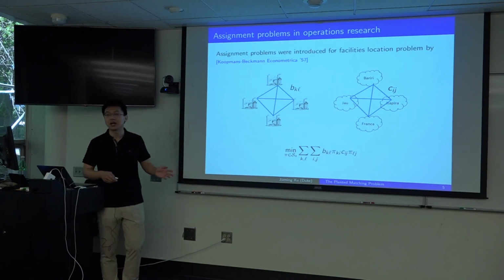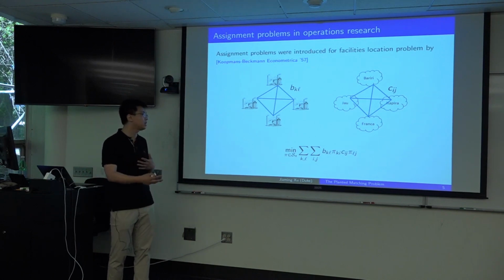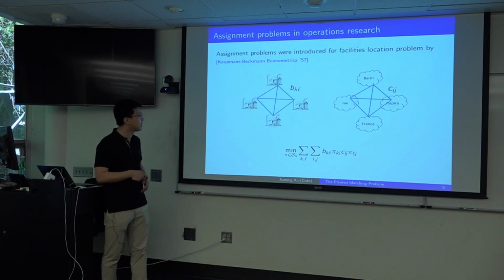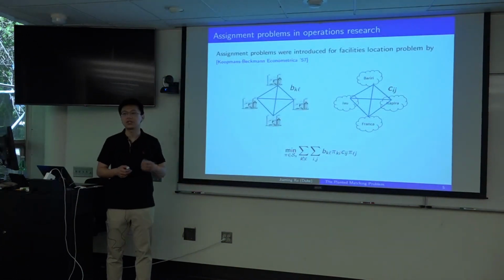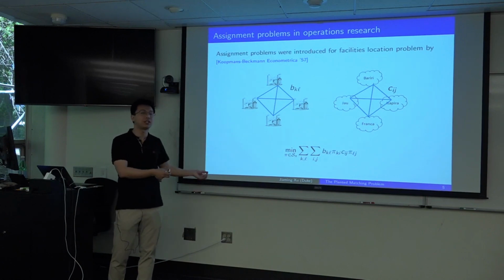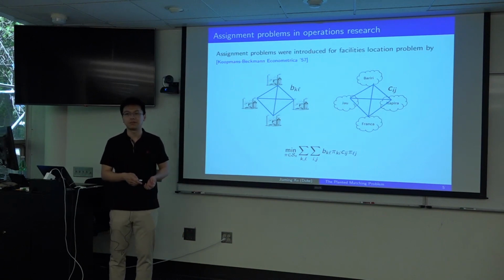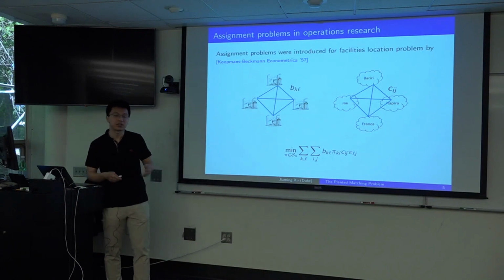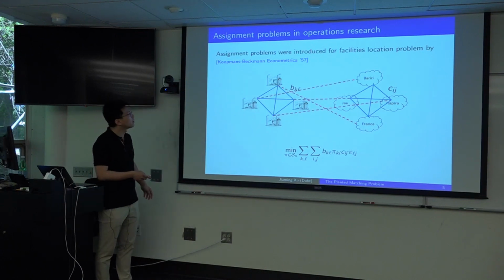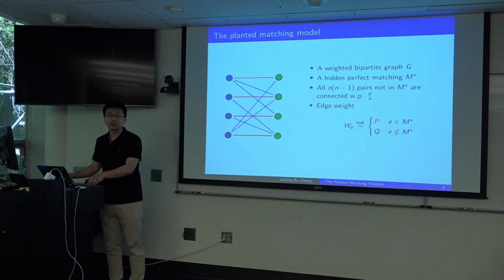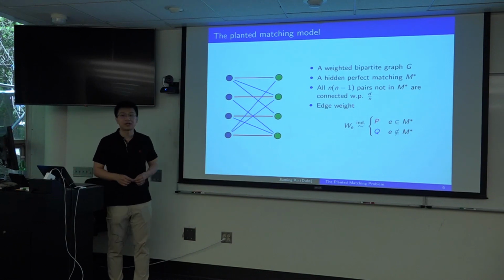But in this tutorial, I'm not going to focus on this optimization perspective. I'm going to take a different, more statistical perspective, in the sense that I'm not really interested in finding the best assignment per se. I'm interested in the case where there's some hidden assignment built into the problem, and we have some noisy observation. My goal is to recover this hidden assignment. You can see that these two perspectives are still related. So I think that's the overview, and now I want to go into the details, focusing on this planted matching model. That's going to be the focus of this lecture.